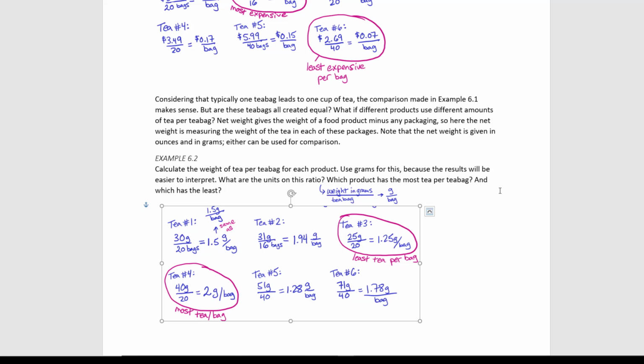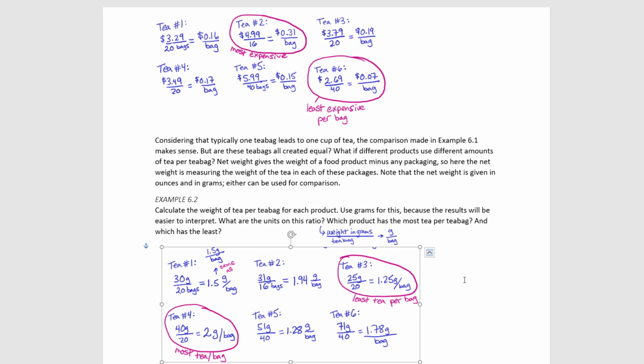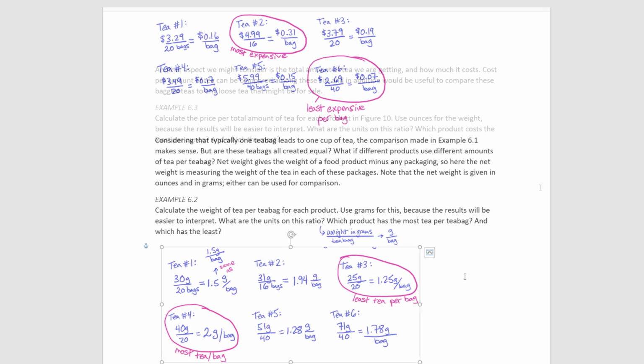So just looking between examples 6.1 and 6.2, we see that the 2 teas that were on our radar for 6.1 as the most expensive and least expensive per bag are different than the 2 teas that have the most and least tea per bag. So depending on what your goal is, you would choose different teas.